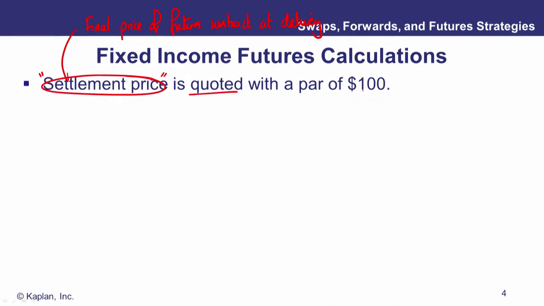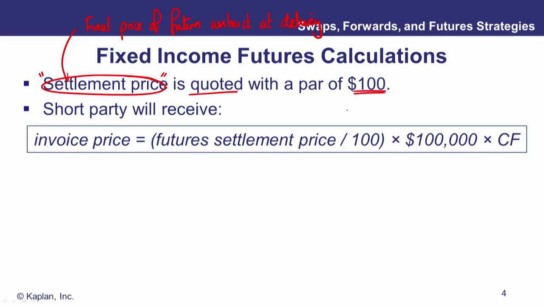So what the long pays to the short depends on what the final price of the futures contract is at delivery. All right, we're going to look at that price. We're going to assume it's quoted like all bond prices are quoted, as a percent of par, or par of $100. And what the long actually pays to the short, this invoice amount that's paid by the long to the short of the futures contract, is going to depend on that final futures settlement price. We're going to scale it down by that $100 of par, and then we're going to scale it up by the size of one contract.